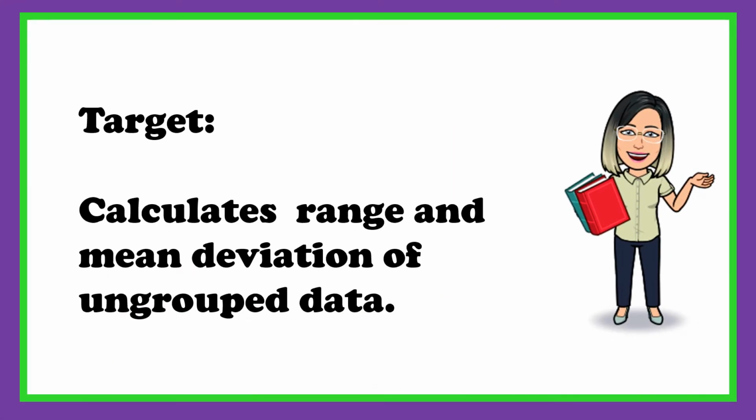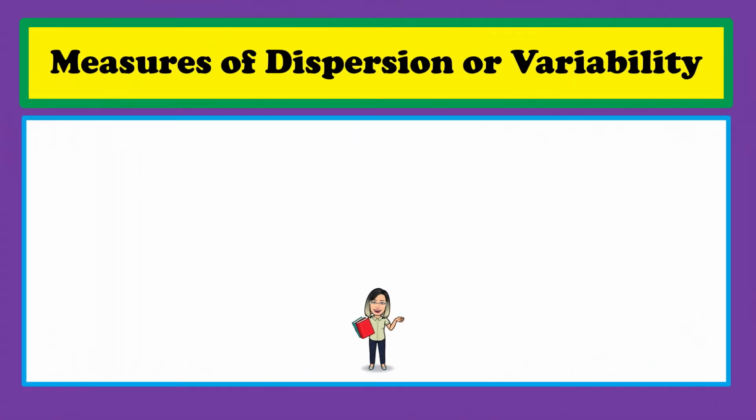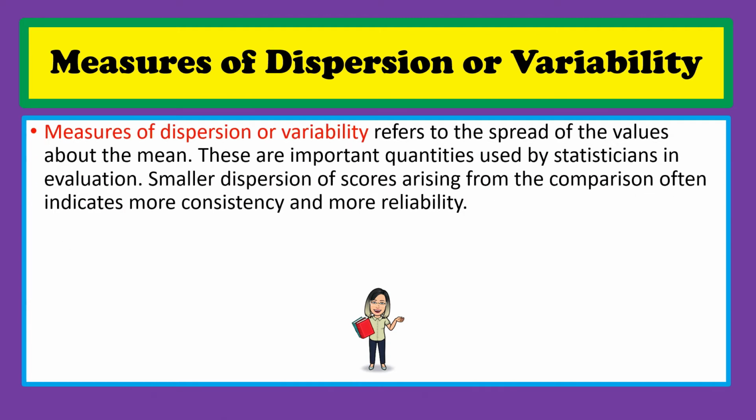Our target: calculate the range and mean deviation of ungrouped data. Measures of dispersion or variability refer to the spread of the values about the mean. These are important quantities used by statisticians in evaluation.